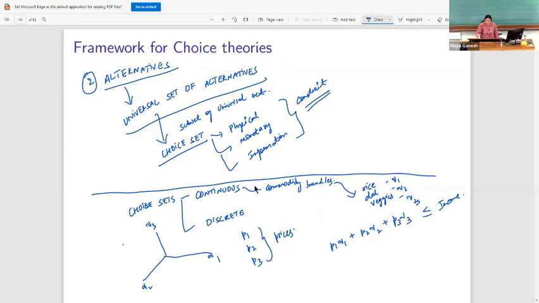The second kind of choice set is the discontinuous choice set, right? So for instance, if I am thinking as a household, let us say we want to buy a car, and let us say there are three car brands in my choice set, right? Maybe Maruti, Tata, and Hyundai, right? So in this case, the choice set is simply the set of three discrete points, right?